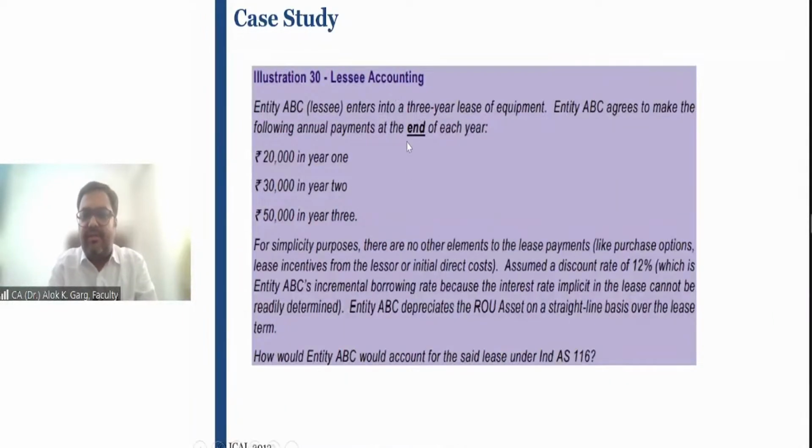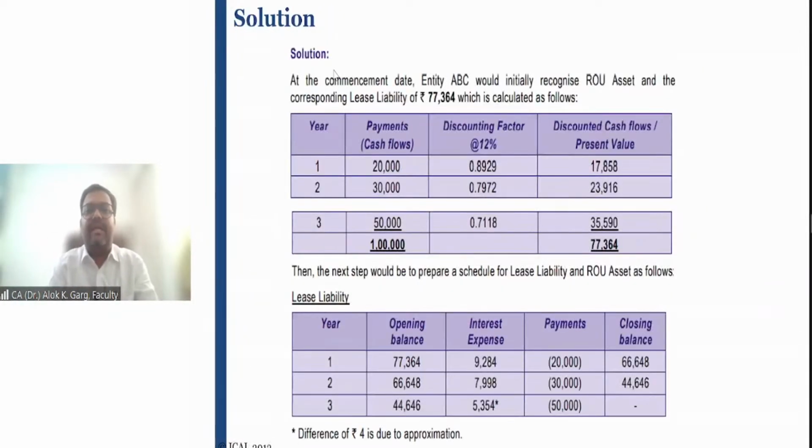In this illustration, we have understood 3 year is the lease term, payment is happening at the end of the year, and 12% is the discount rate. So let's calculate the right of use asset and lease liability. First year 20,000, second year 30,000, third year 50,000. This is my discounting factor. The total payment is 1 lakh. The present value is 77,364. So what is the first entry? Right of use asset account debit to lease liability 77,364.